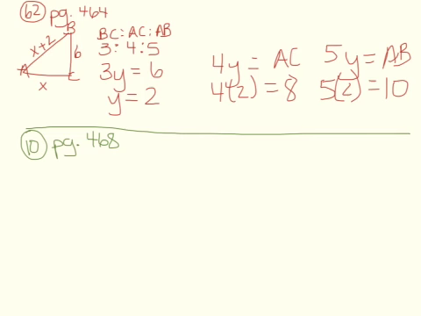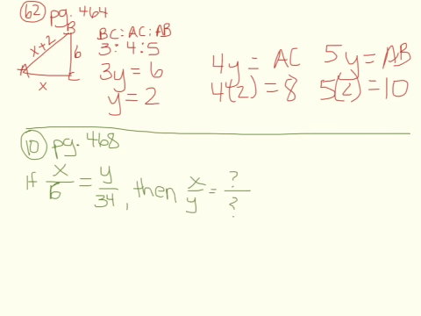Okay, looking on page 468, number 10, it says if x over 6 is equal to y over 34, then x over y is equal to what over what? Now remember, this is one of those additional properties that I had you write down on page 465. It didn't really have a name, but if we go this way, we can put x over y over each other, and then we can put 6 over 34 over each other. So the answer is 6 over 34, or reduced, it's 3 over 17.